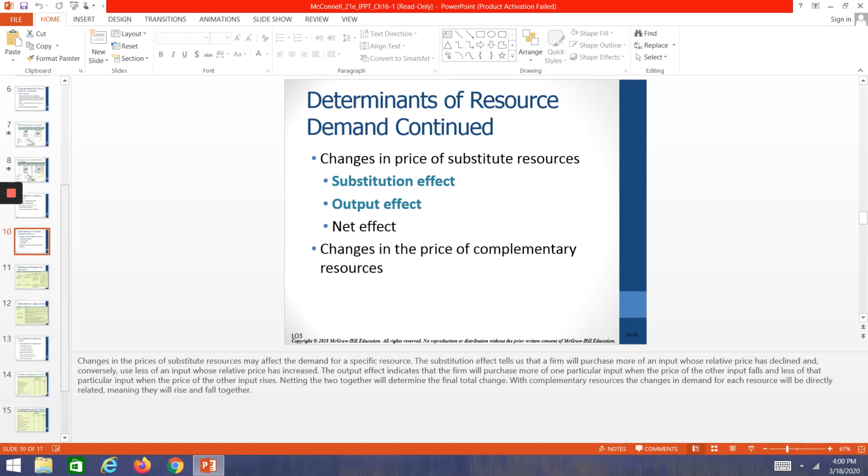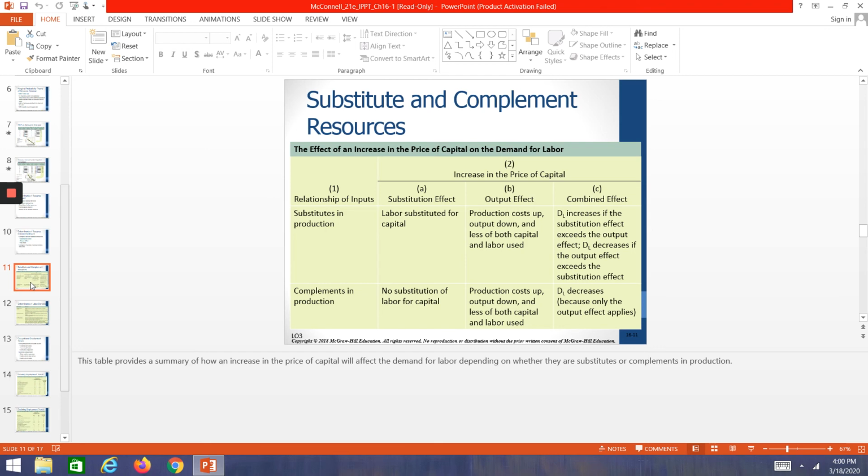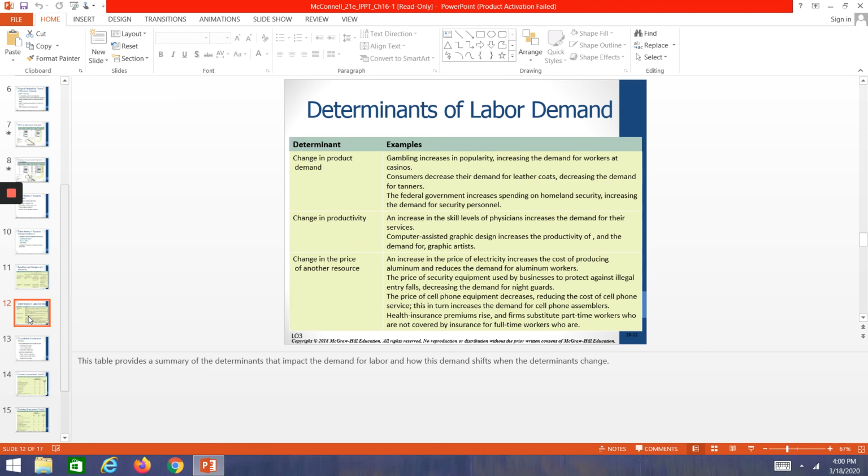So let's see here. This is a slide that you can probably read through. It's pretty self-explanatory, as is this one, just some examples of changes in product demand, changes in productivity, change in the price of another resource.